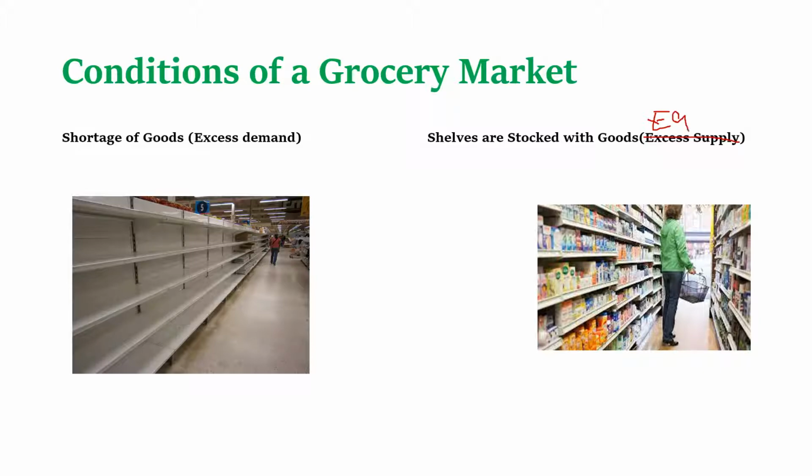The market is in equilibrium. There you go. So there is neither excess supply nor excess demand, okay? So the market is in equilibrium here. I go to the store to buy something, whatever I want to buy, I can buy when the market is in equilibrium.